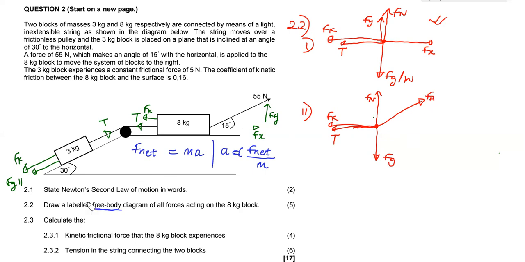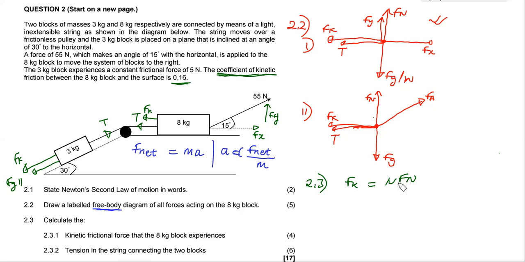But now let's go on to question 2.3. Calculate the kinetic frictional force that the 8 kg block experiences. The hint here is that once you are given the coefficient of kinetic friction, you will need to play around with this type of equation. So for 2.3, Fk is equal to mu Fn. You will need to use this equation because that's the one that uses the coefficient of kinetic friction.